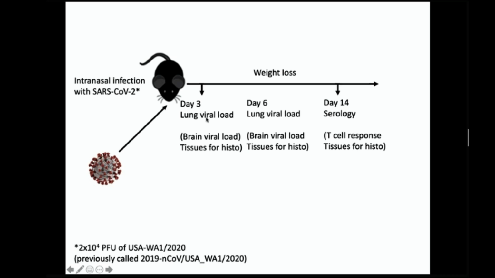But we wanted to measure viral load initially in the lung. Then, for reasons I've mentioned before, some of the models that are used develop extremely high viral loads in the brain. We wanted to compare the gene replacement mice for that parameter, looking at tissues for histopathology. And then at later time points, start to measure aspects of the immune response, including serology for an antibody response and T-cell responses.